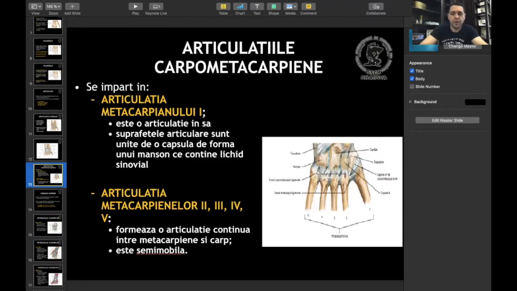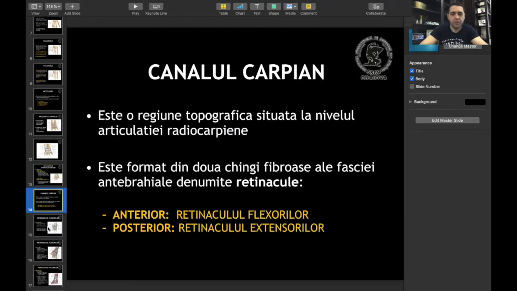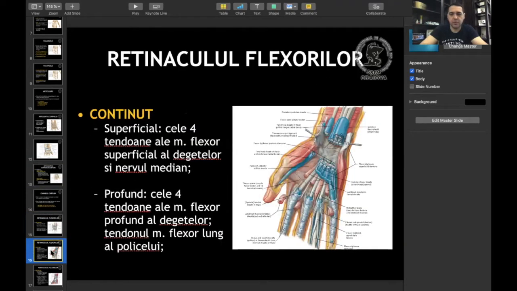Now, we will try to talk about the tendons. So we know that we have extensor tendons and flexor tendons. But first of all, we have to understand that these tendons are the continuation of the extrinsic musculature.